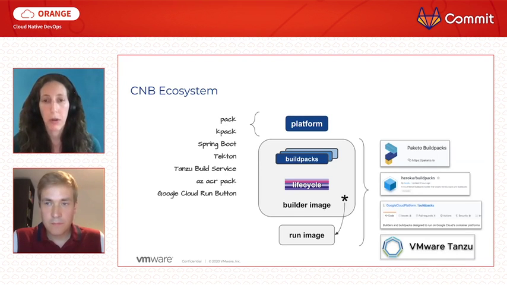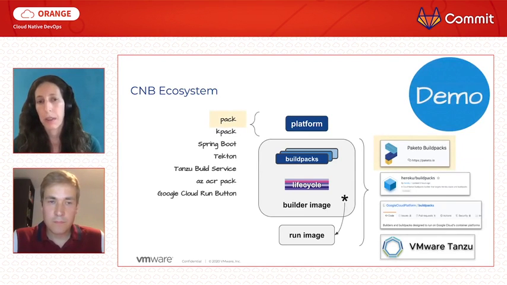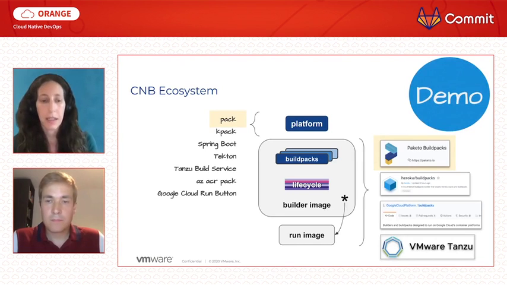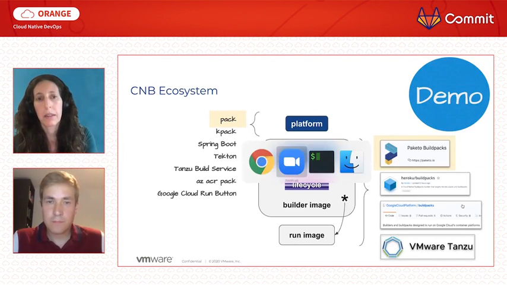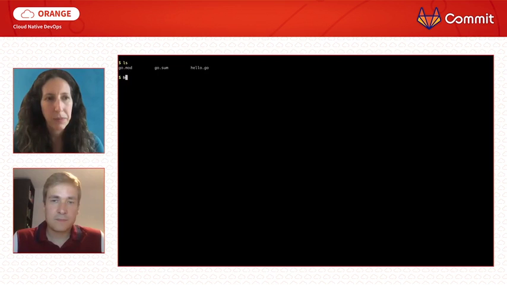Both ecosystems are growing. And so what I'm going to demo for you is using the Pack CLI and the Paketo Buildpacks together to create an image. And the Pack CLI is actually what the Cloud Native integration in GitLab is using. We'll show you that in a second. Okay, so in this directory, I'm just going to build a simple Go application. It's just a hello world application written in Go.